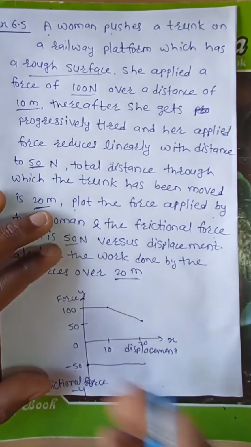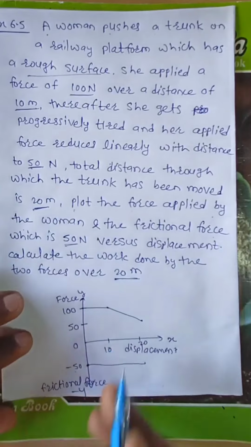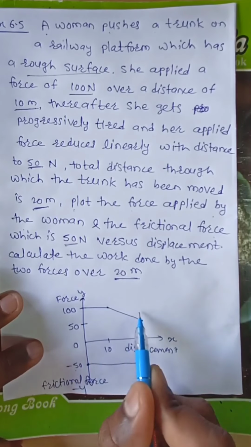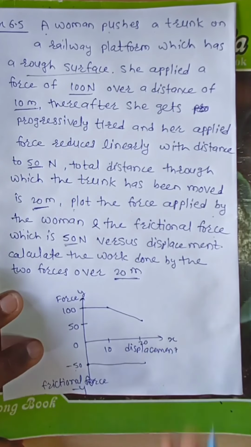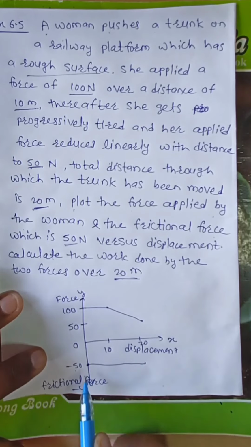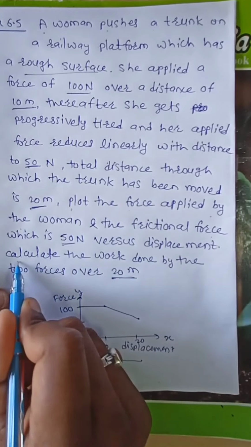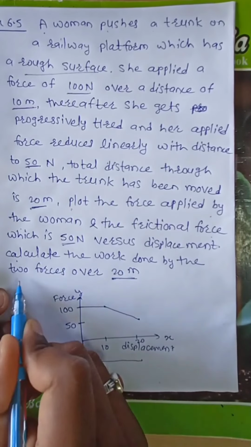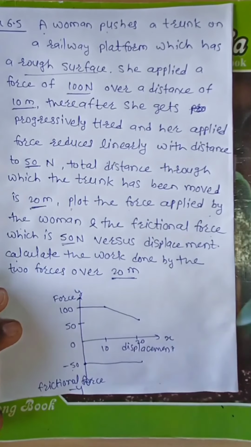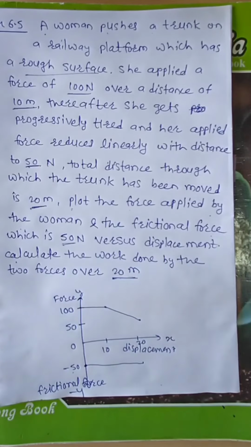Now see here, understand this: this is the graph between applied force versus displacement, and this is the graph between frictional force versus displacement. Now next question: calculate the work done by the two forces over 20 meters. Now we have to calculate the work done by the applied force.